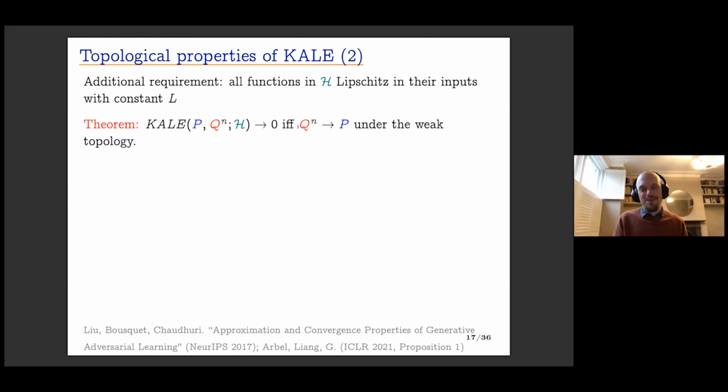So this is a very helpful property because it's telling us that as Q gets closer to P, our KALE is going to drop. And it's not something like the original KL, which was infinite, infinite, infinite, and then 0.